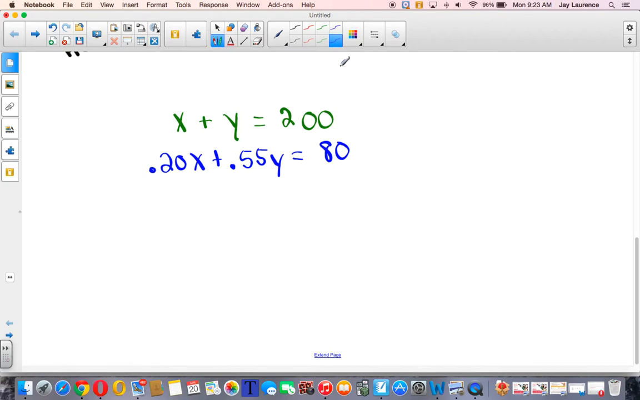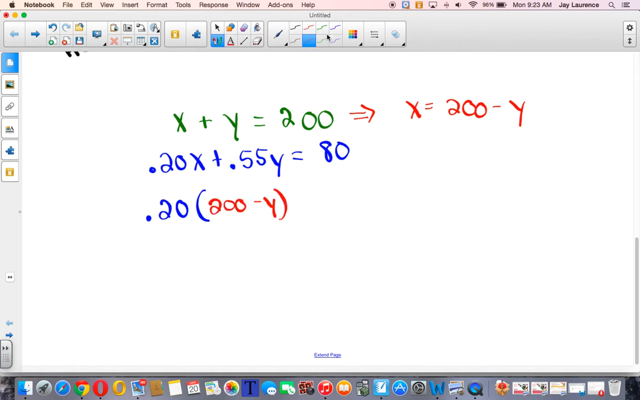All right. Now, I recommend doing this by substitution, so I'm going to solve this top equation, I think for x. Okay? Angela Demchuk mentioned that it might produce prettier numbers for us when we go to substitute in, and I totally agree. Okay, so we're going to need 20 hundredths times x. Well, x is the same as 200 minus y. And then we need to add 55 hundredths y to it. And that needs to equal 80.